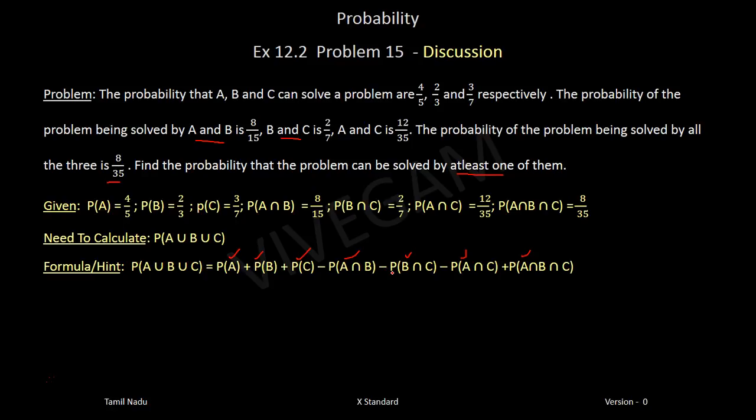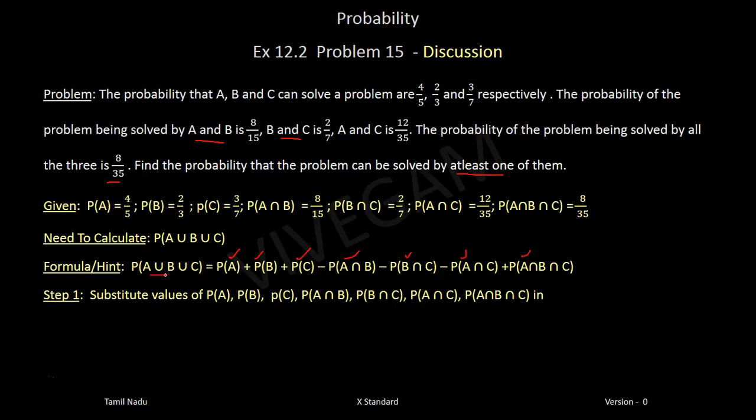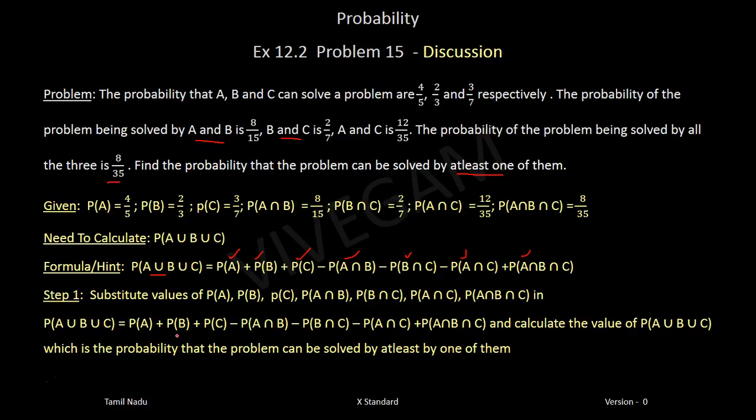So all we need to do is substitute those values in the RHS and calculate probability of A union B union C. Substitute the values of probability of A, B, C and probability of A intersection B, probability of B intersection C, probability of A intersection C, and probability of A intersection B intersection C in that formula. Okay, the very big formula which we saw here. And calculate the value of probability of A union B union C, which is nothing but the probability of the problem getting solved by at least one of them. Right? So at least one of them is mathematically represented as probability of A union B union C. And this is a formula. We have values for all these things, so substitute it and get it. It's a simple, straightforward problem. All you need to know is the formula. If you know this formula, then it is a simple problem.